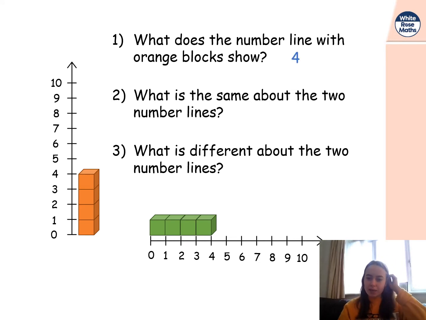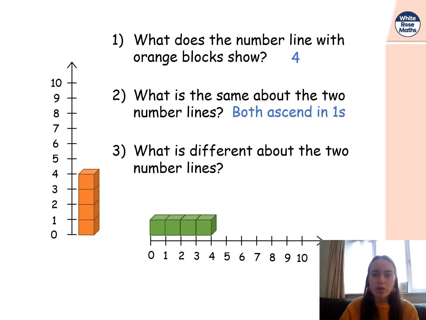What is the same about the two number lines? There's some similarities. What are those similarities? Both go up in ones, or the fancy word for that is ascend. That means it counts up in ones. And both of them show 4 cubes on.